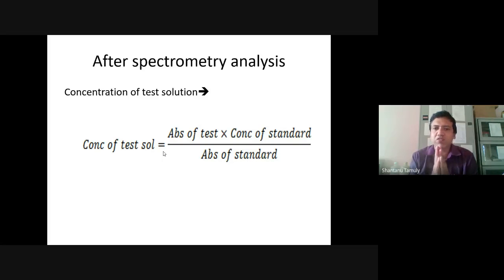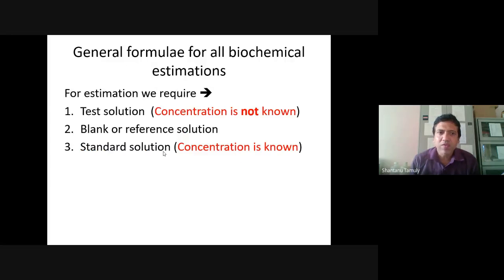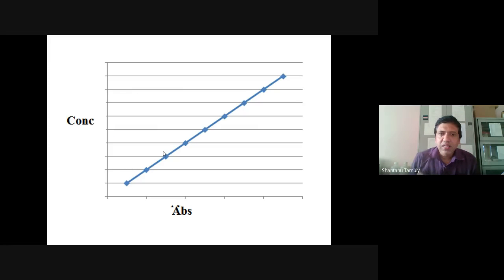Now, what is the problem with this formula? In this method, we are using only one standard. For this experiment, we use only three tubes: the test solution, the blank or reference solution, and the standard solution. This formula is applicable only when our graph is linear. That means if you increase the concentration, the absorbance will increase in this way.